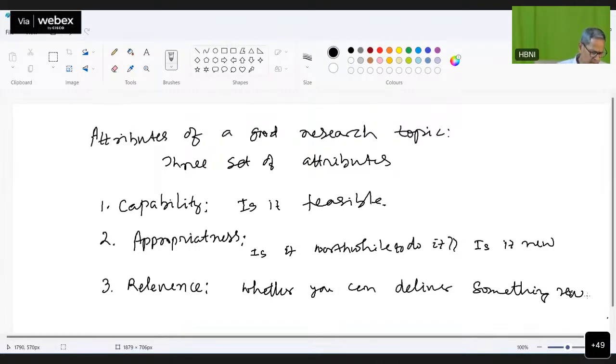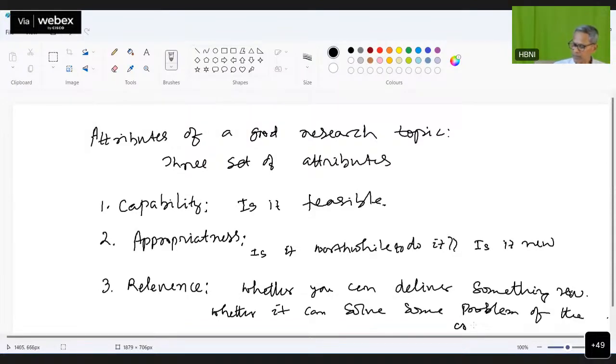Whether this research can solve some problem of the organization. Because sometimes you get your project, the work, depending on the organization's requirement. So you have to make sure that through your research you are able to solve some problem for the organization.